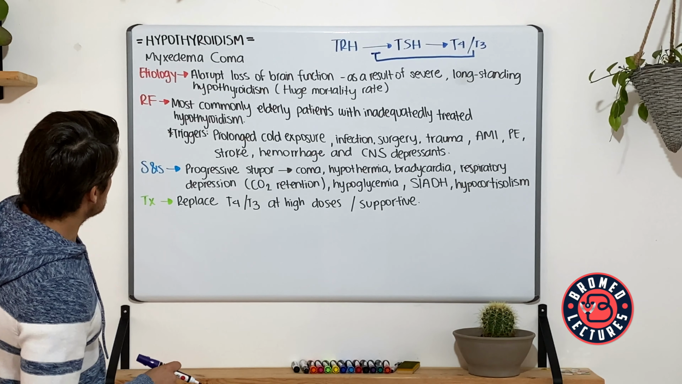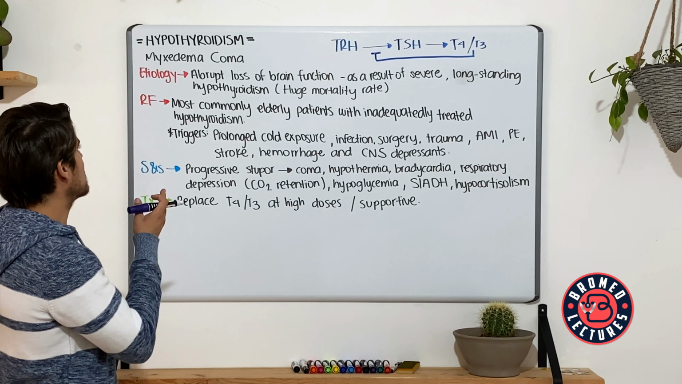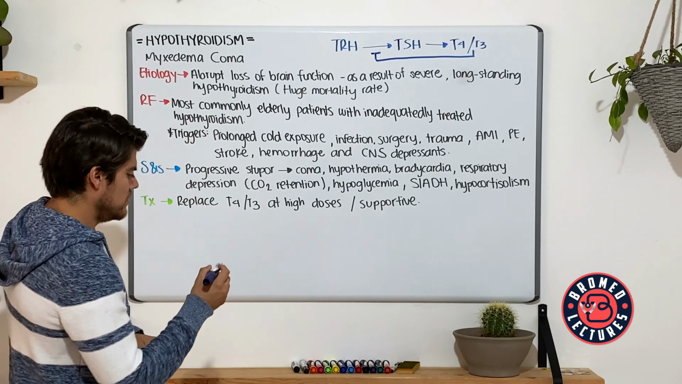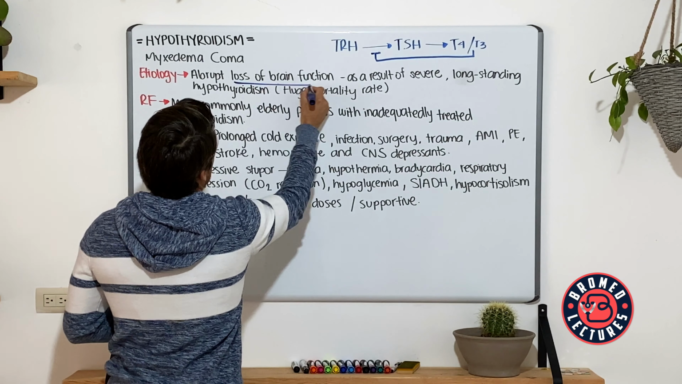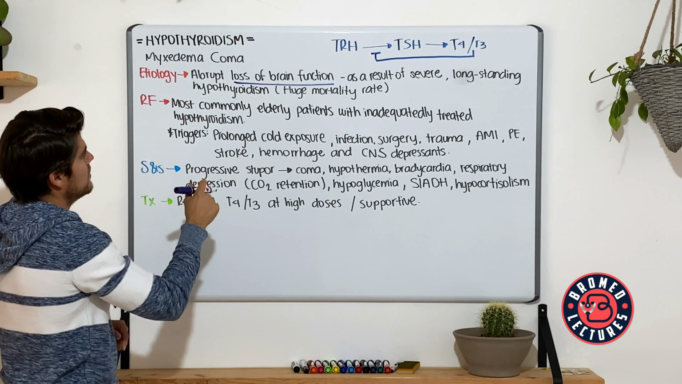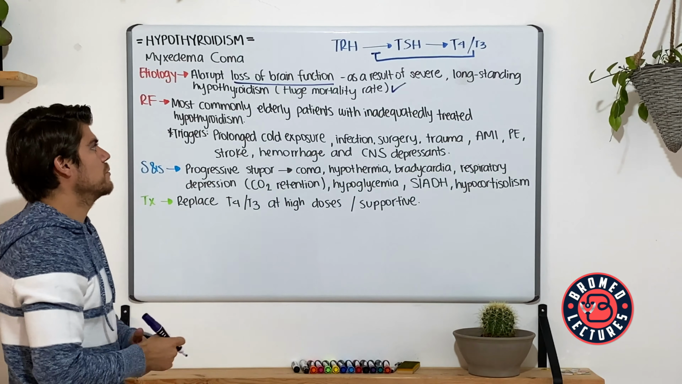Okay, so to finish this video, we're going to go through myxedema coma. And as for hyperthyroidism, we have thyroid storm. We have myxedema coma for hypothyroidism. It is an abrupt loss of brain function, as a result of severe long-standing hypothyroidism, and it has a huge mortality rate. I think it is around 40%.